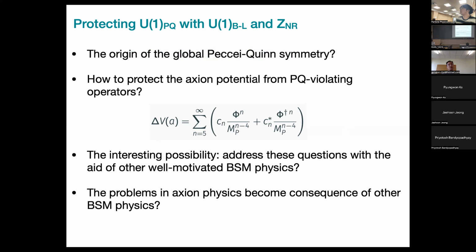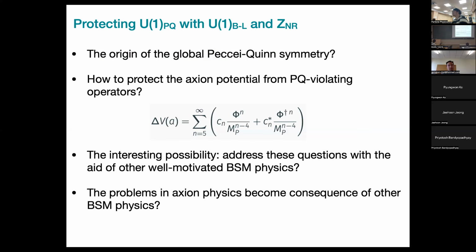So global Peccei-Quinn symmetry is basically an accidental anomalous symmetry, but it's very strange in the quantum field theoretic sense, because it is called a symmetry, but it's not at all a symmetry. At the quantum level, it's broken. It is anomalous with respect to the SU(3) color. And also it's accidental, so there's no reasonable reason why any UV theory can naturally give rise to this kind of accidental symmetry. So we can ask what would be the potential origin of this global Peccei-Quinn symmetry.